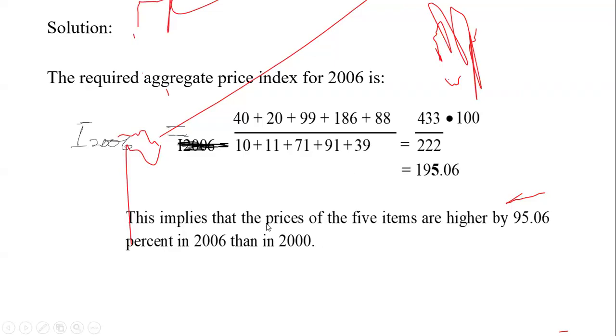So you see the interpretation to it. This implies that the prices of the 5 items are higher by 95.06% in 2006 than in 2000. You know, 2000 was 100% because that's the base. We said the base is always 100%. So if you calculate 2006 and you get this, what is the difference? So 2006 is higher by 95%.